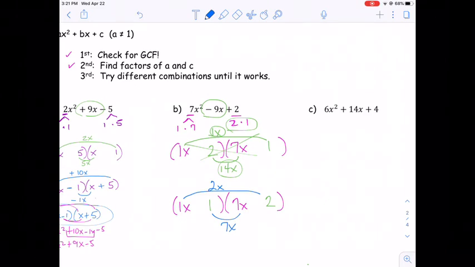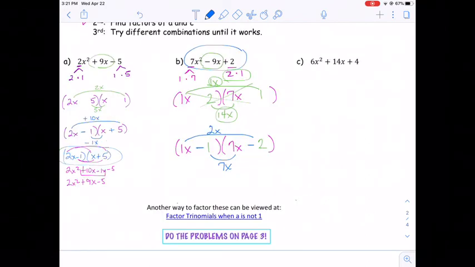Looking up at the original problem, positive 2 and negative 9. So I need both of these to have the same sign, so they'll multiply to a positive 2, but I want them to add to that negative 9, so I'm going to do negative and negative. So my final answer is x minus 1 times 7x minus 2.